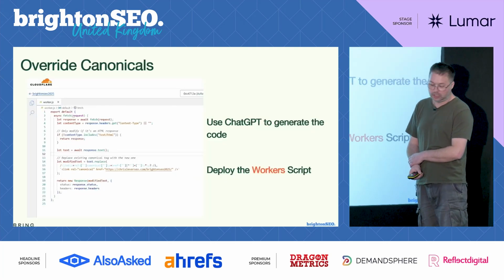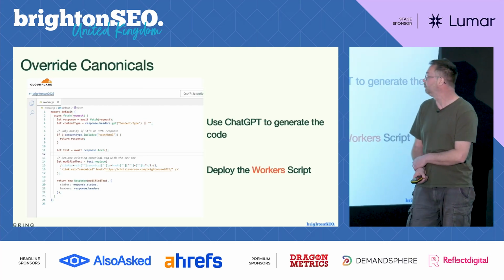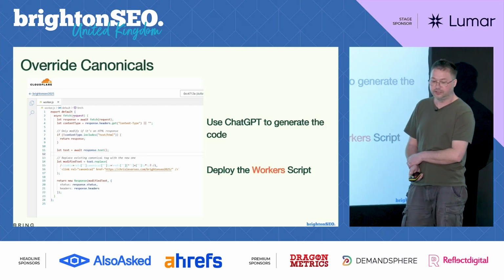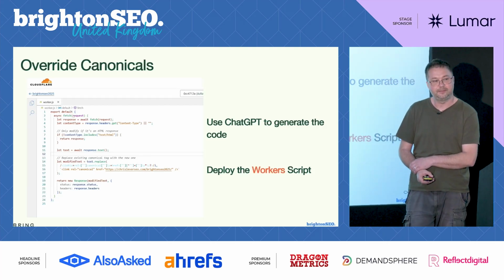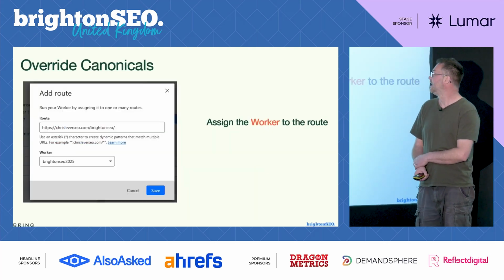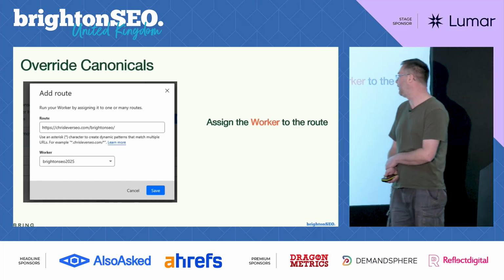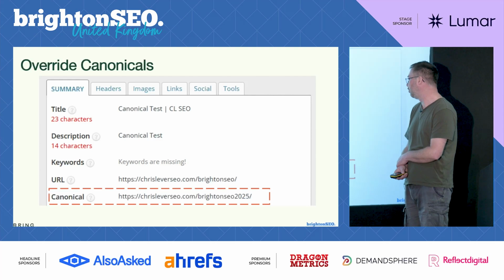Here's the Cloudflare Worker. So I'm not a dev. I know my way around code, but if I was to write these scripts from scratch, we'd be looking at hours. So use ChatGPT. And what I'd recommend as well, if you are going to use ChatGPT, tell it it's a Cloudflare Worker. We're setting the route here. So this is my site again. I've put it on /brightonSEO. And here's the canonical overridden.